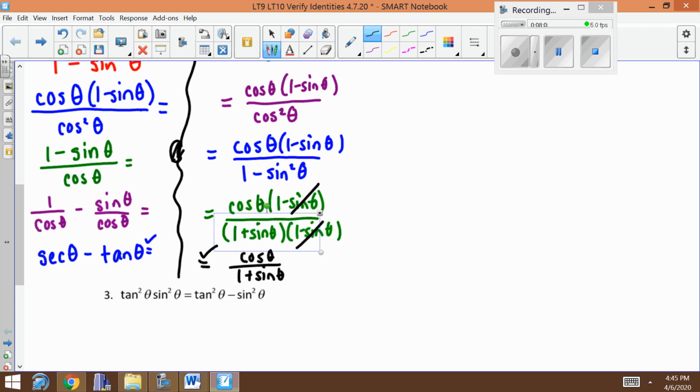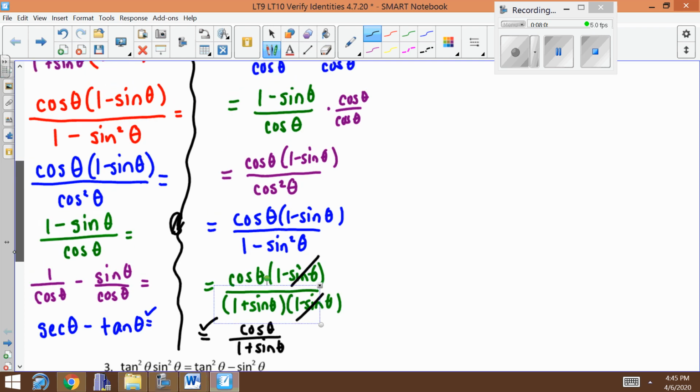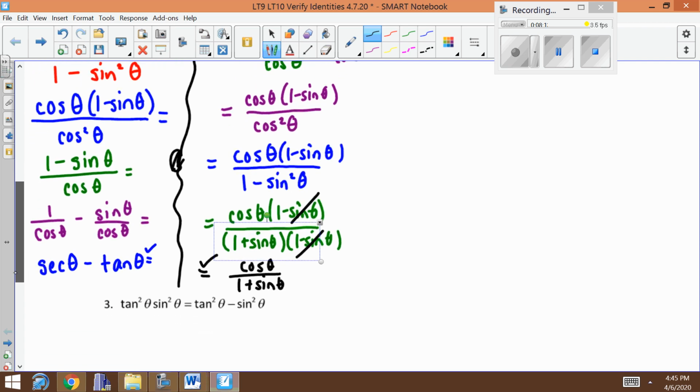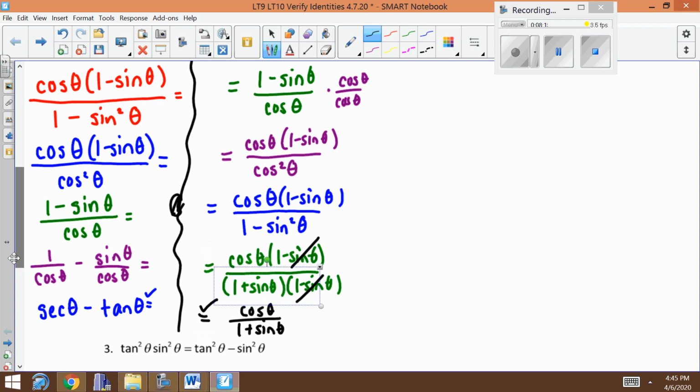Again, there are other ways to do this. You could have, like I said, multiplied that numerator and denominator by 1 plus the sine of theta. That way actually might have even been quicker, less work, but I just wanted to show you that there are a couple different ways that we can go about doing these. So that's another example, I should say, for verifying identities.